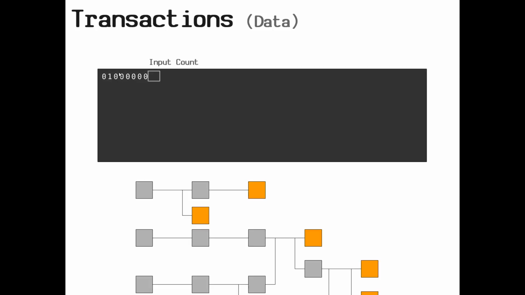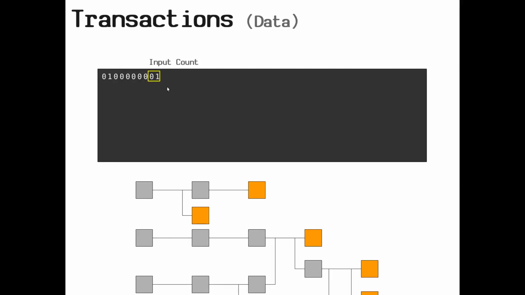So that's the version done. That's the first part. Second of all, you have to put an input count. So you have to say how many inputs we're going to be using in this transaction. So if you had 3, we'd put 3 in here. In this one, I'm just going to use 1 input. So I put the number 1 in there. And this is 1 byte long.